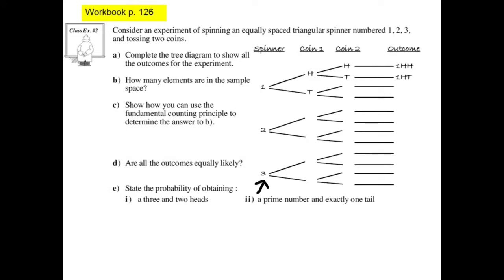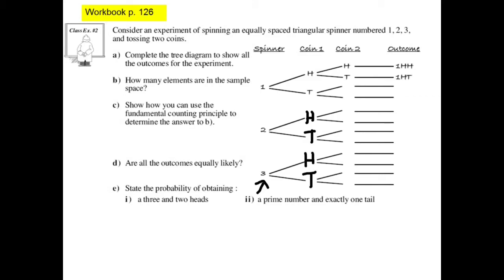For the second part, coin 1, it's been partially done for us. We've got heads and tails, so you have to do the same for the other 2. Because even with spinner number 2, when you toss coin number 1, you have heads or tails. Same here with spinner number 3.